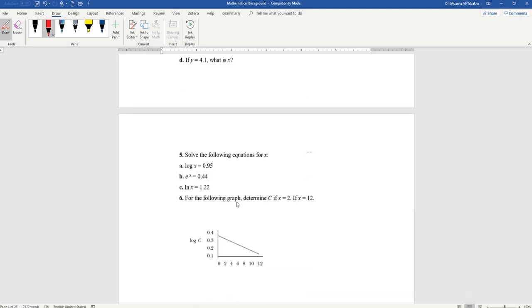Another thing is it needs you to find x. It says log x is equal to 0.95. Now, I want you to remember what you took in school, okay? For example, log 10 is equal to 1. Log 100 is equal to 2. Log 1 is equal to 0. Right or not? Here it says 0.95. Of course 0.95 is closer to 1, which means x is closer to 10. And that's what I mean by using your common sense. Okay?